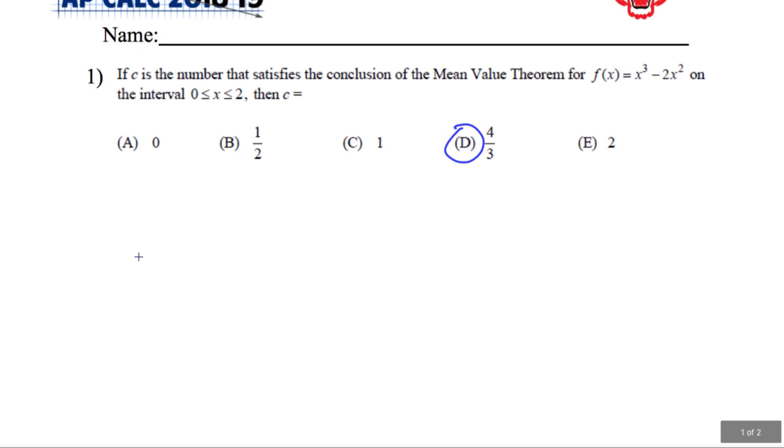All right, which problems do you want me to go over? 2, definitely. Yeah, 2. Do you want to see number 1 at all? Yeah. Okay. Mean value theorem. What is the mean value theorem?